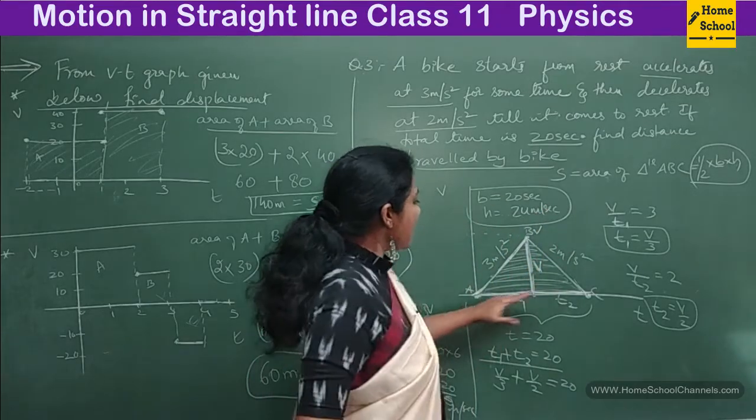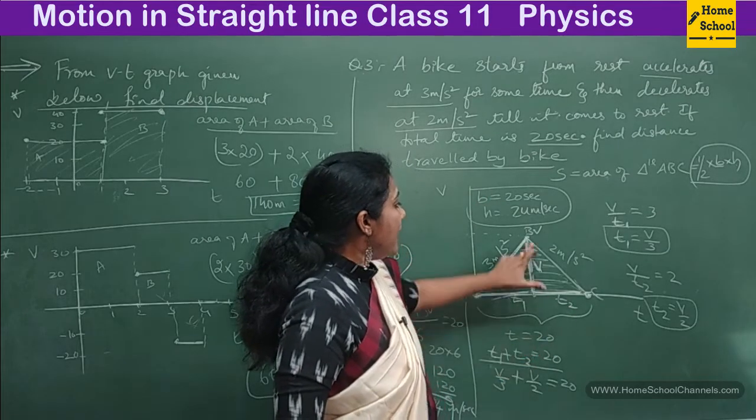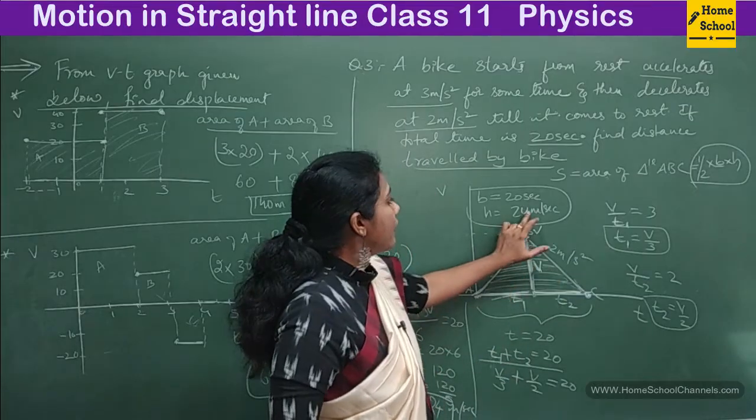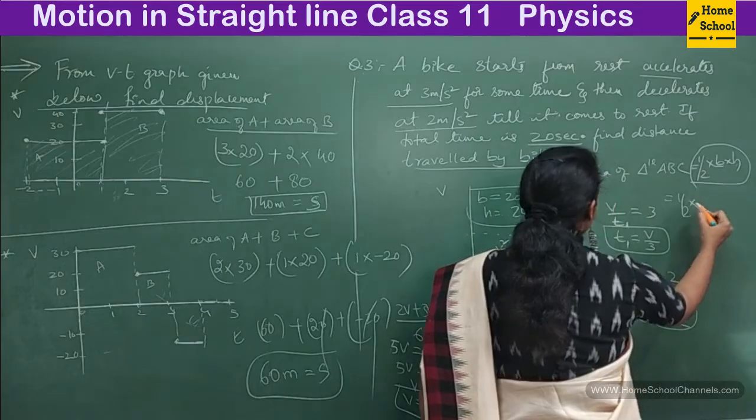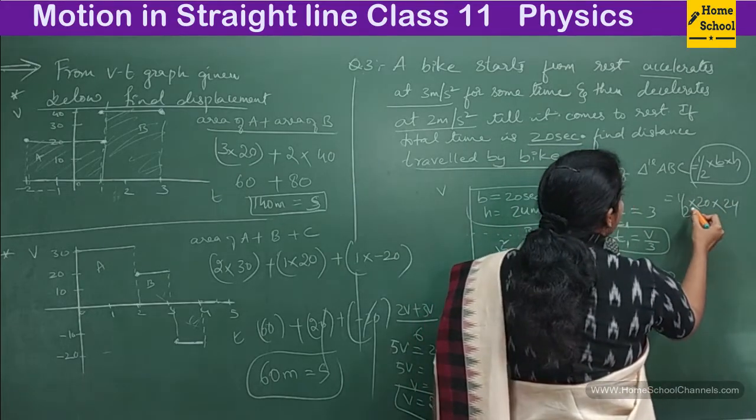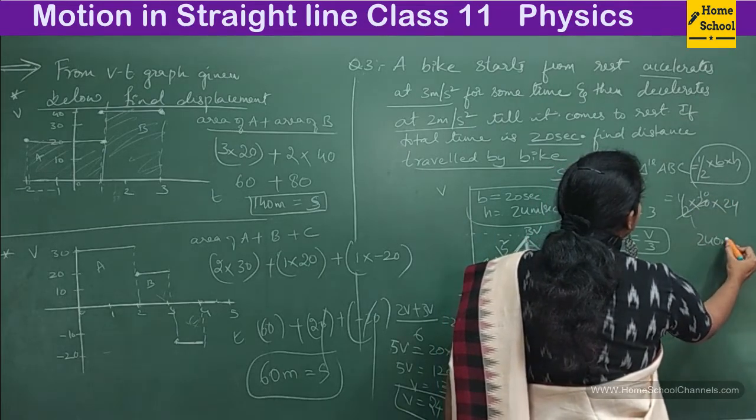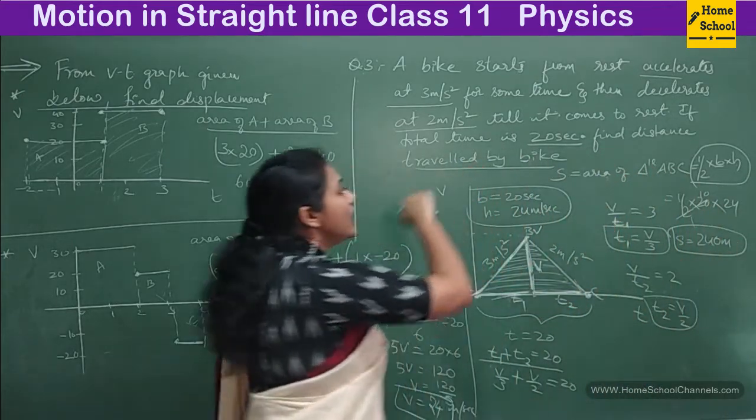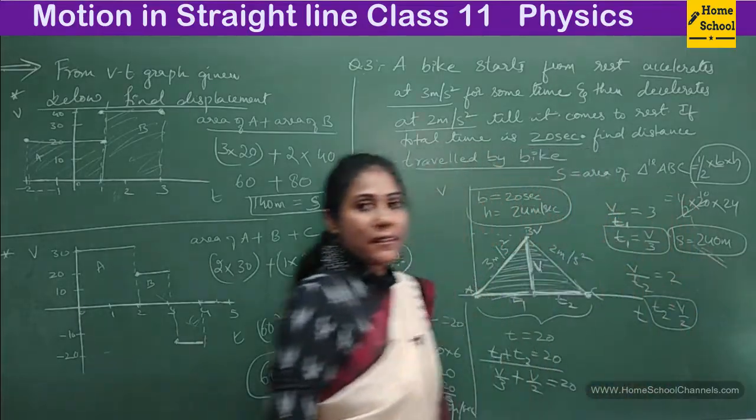So base of this triangle is time. They gave it in the question, 20 seconds. And height we didn't know, but using this logic we found the height, 24 meter per second, right? So if you substitute, half into base, 20 seconds, into height, 24. So it is 240 meters. So what is the displacement? What is the distance traveled by the bike here? It is 240 meters is the answer, right?